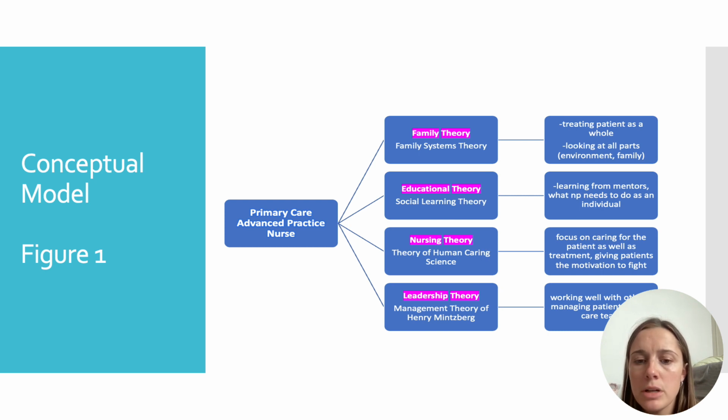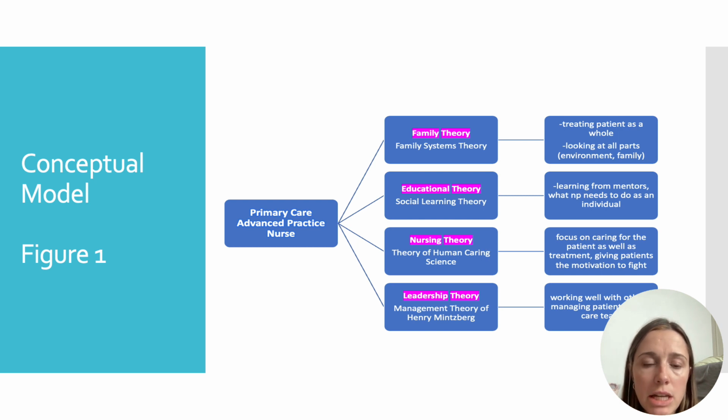So for example, are we sending somebody home on oxygen and their husband smokes? So that's something that we want to look at. Is it actually a danger? Do we need to focus on cessation of tobacco use for the husband as well? The next one was the educational theory. It was a social learning theory. So we're learning from our mentors what NPs need to do as an individual based off of what they see.